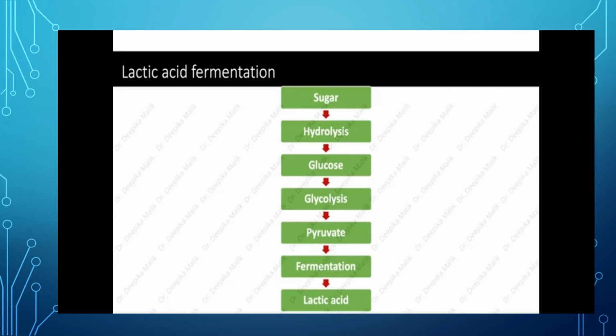This is the process of lactic acid fermentation. First of all, you will have to take sugar and perform its hydrolysis. Due to hydrolysis, this complex sugar is converted into simple monosaccharides or simple glucose. Then you will have to perform its glycolysis. Due to glycolysis, the end product pyruvate is produced. You will have to perform fermentation of pyruvate.